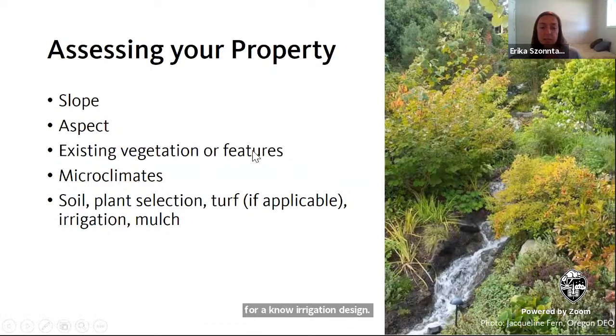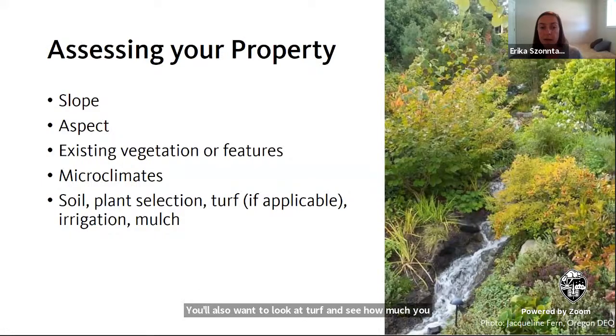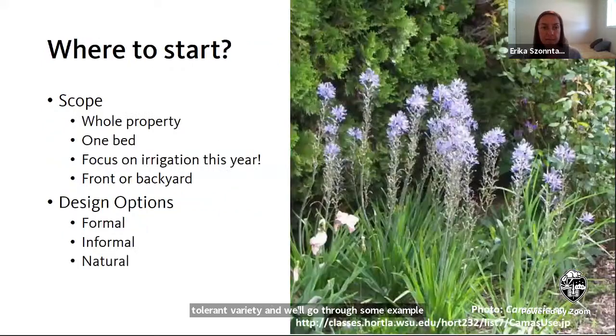You'll also want to look at turf and see how much you have, see if you want to replace some with a flower bed, for example, or you may not have a lot of usable turf right now, and you might want to install a little bit for use, and maybe use a drought tolerant variety. And we'll go through some examples of that later.